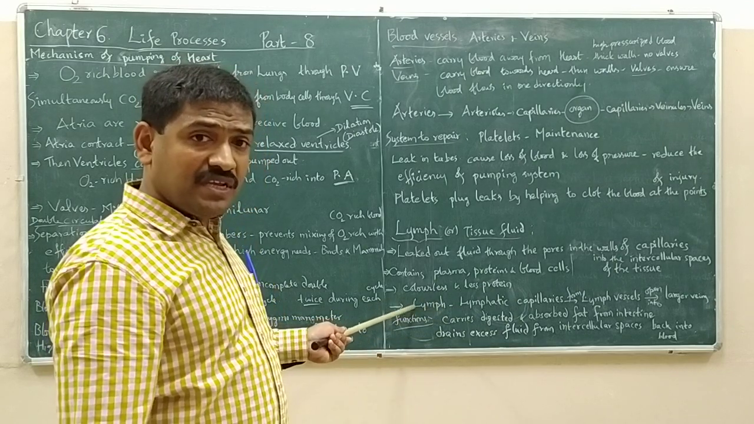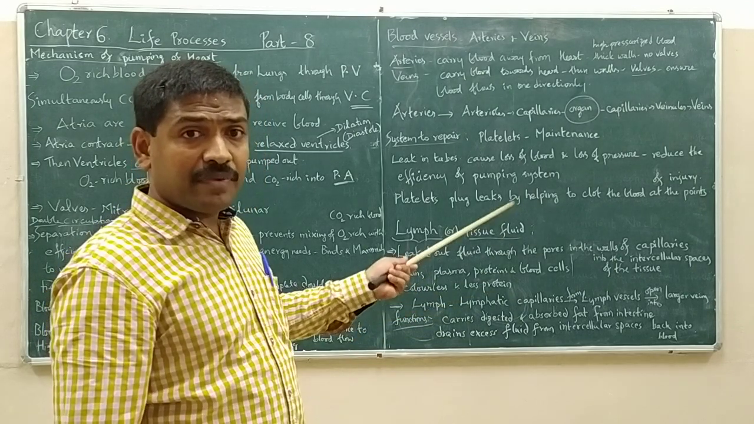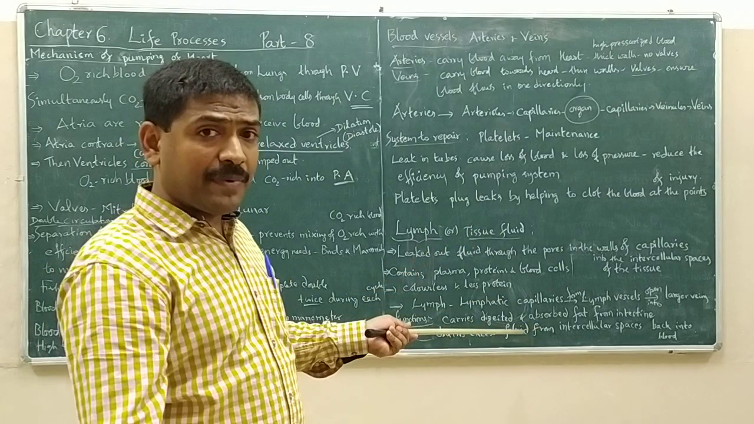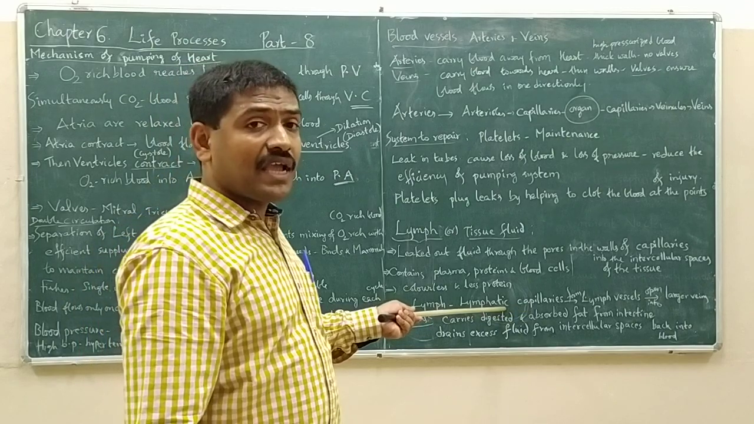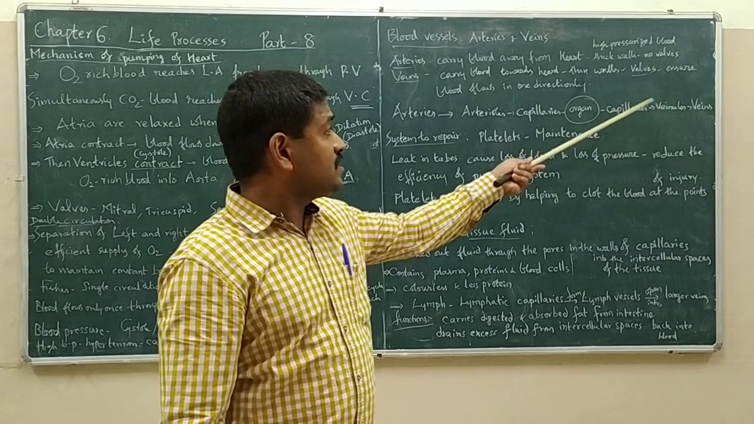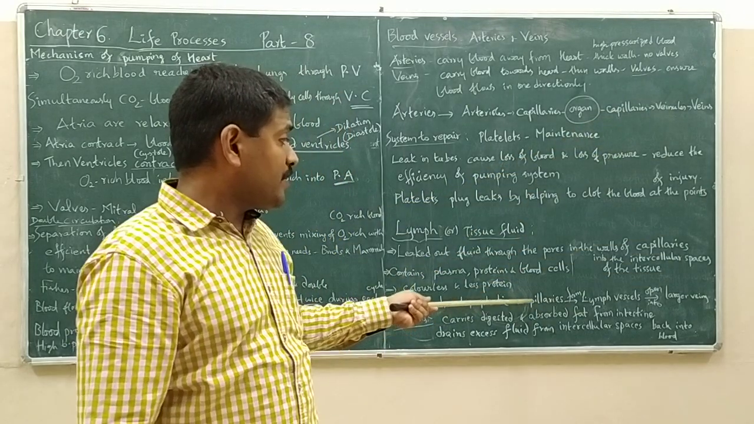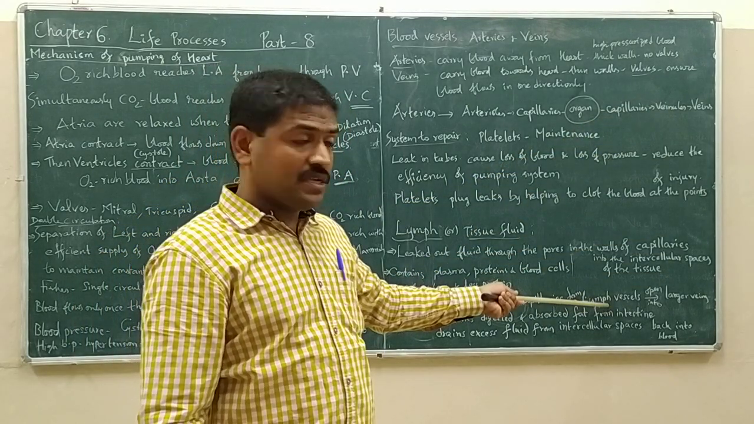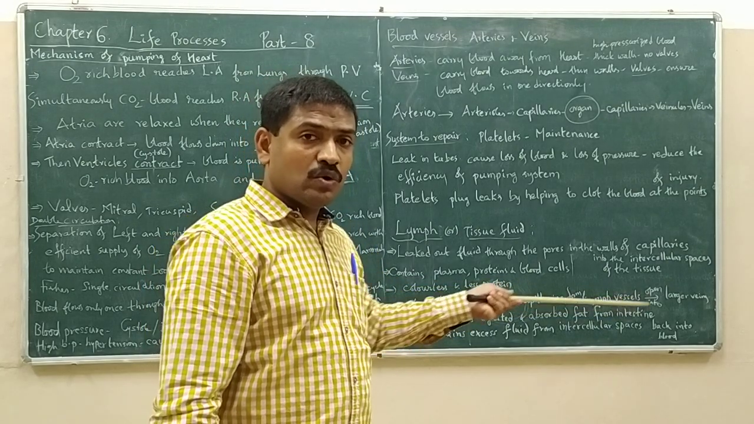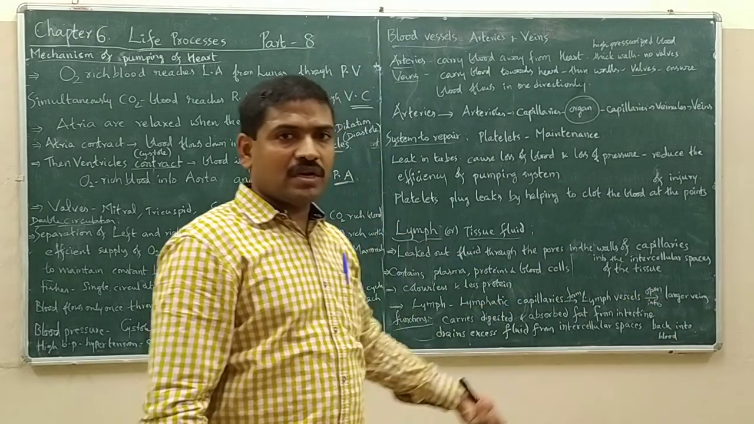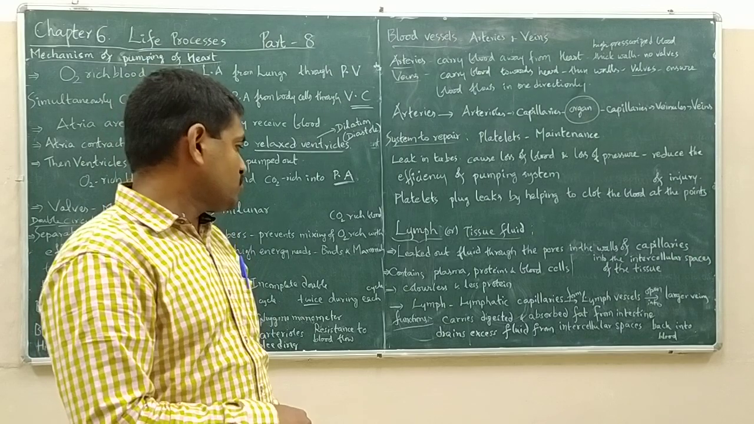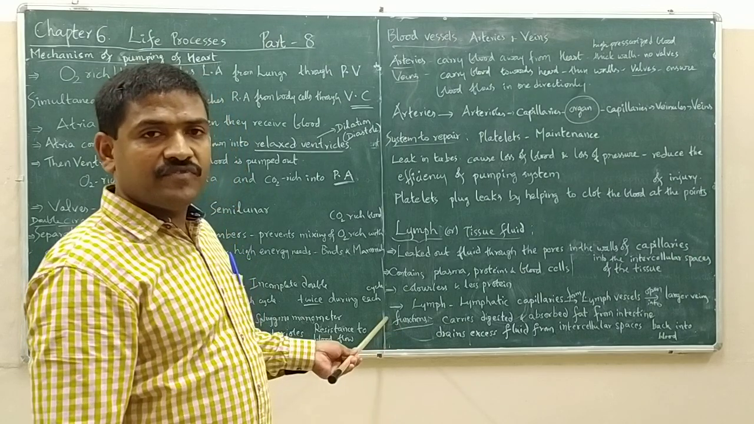This lymph is collected not by the same capillaries from which it has leaked out, but by some other capillaries known as lymphatic capillaries. Just as the blood capillaries form veins, these lymphatic capillaries form lymph vessels, and these lymph vessels open and drain their contents into larger veins, so that finally it moves back to the actual transportation system. Functions of this lymph.